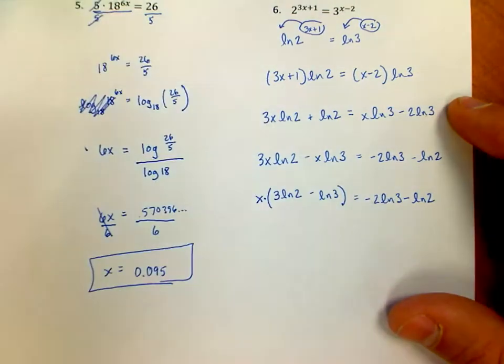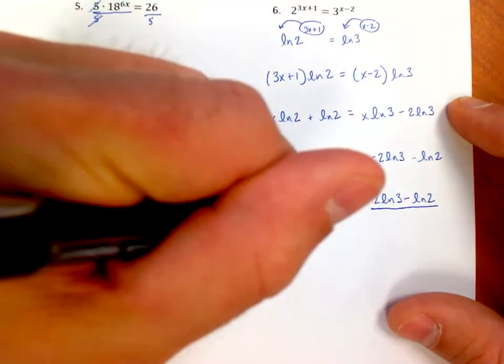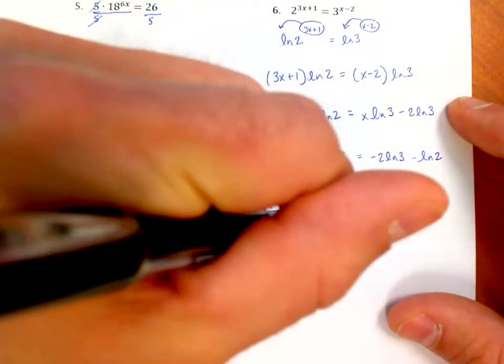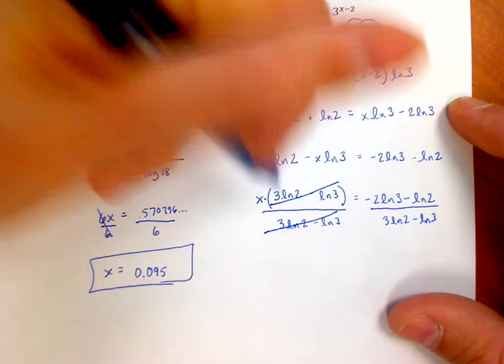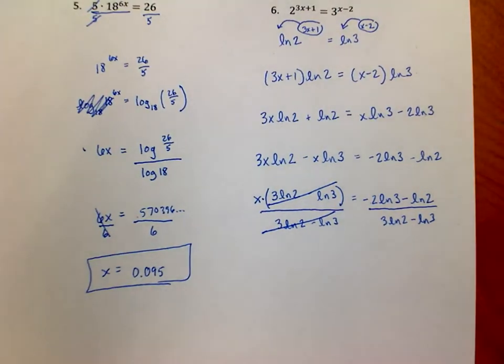And now what I can do is, if I have x times this chunk of stuff equal to the stuff on the right, then I can divide by the chunk. Let's divide both sides by the same thing. We'll divide by 3 natural log of 2 minus natural log of 3, because that takes this and moves it away. So we're getting darn close here.